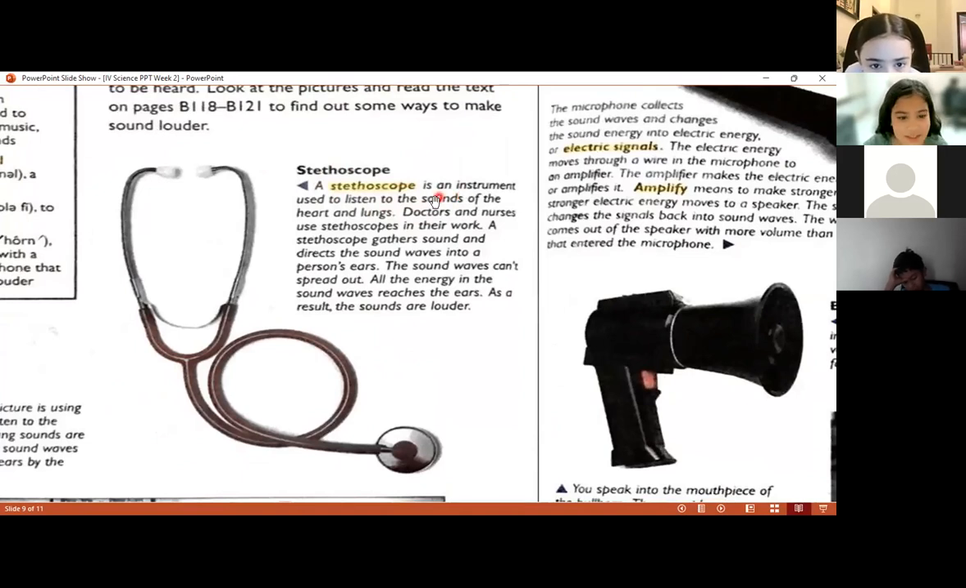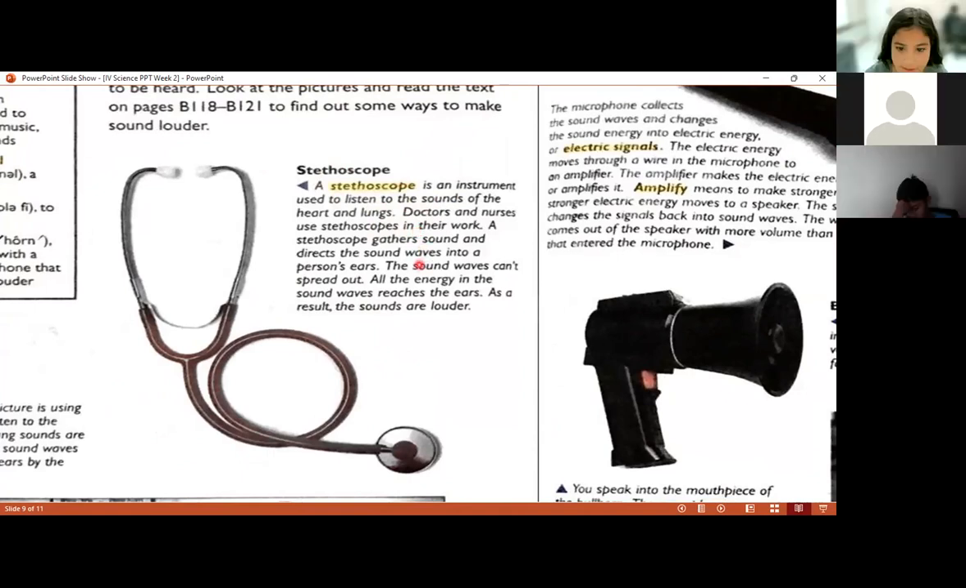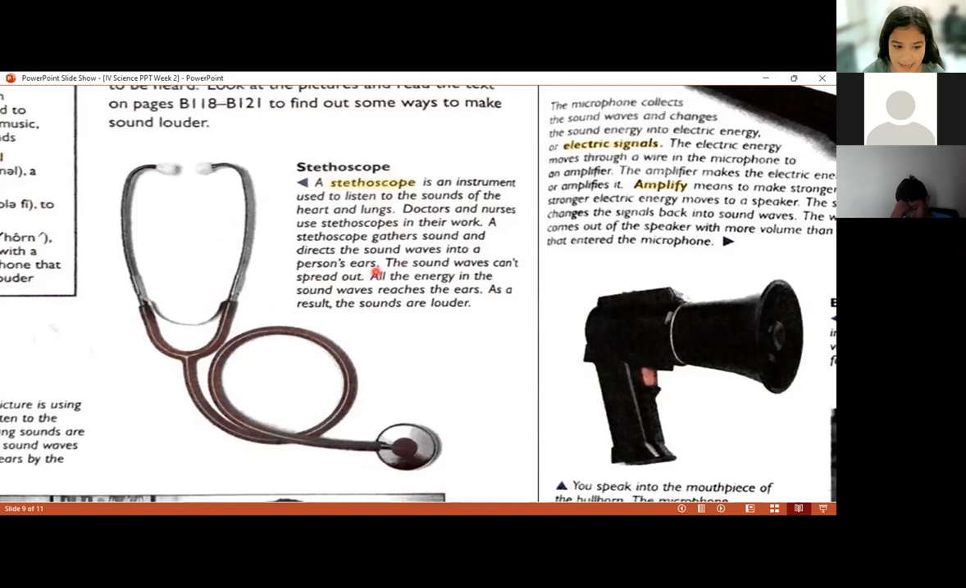A stethoscope is an instrument used to listen to the sound of the heart and lungs. Doctors and nurses use stethoscopes in their work. A stethoscope raises sound and directs the sound wave into a person's ear. The sound wave can't spring out. All the energy in the sound waves reaches the ears. As a result, the sounds are louder.